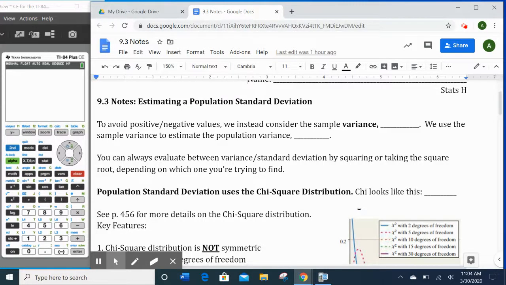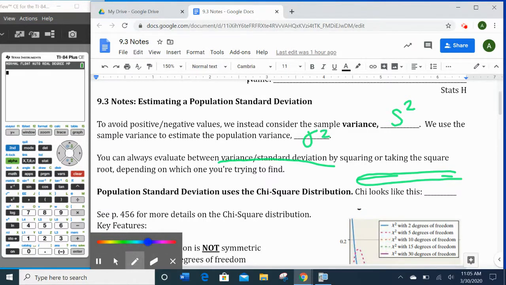9.3 is estimating a population standard deviation, and so to avoid negative and positive values being involved, we consider instead the sample variance and the population variance. Recall that the sample variance is S squared, and it estimates the population variance, which is sigma squared. You can always convert between variance and standard deviation by squaring or taking the square root, depending on which one you're trying to find.